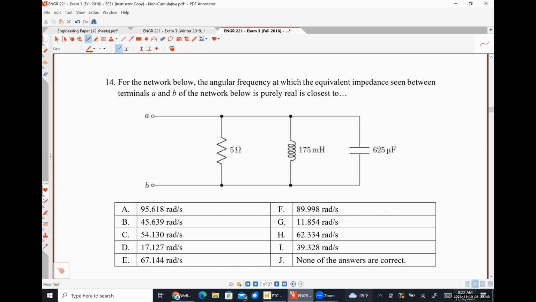Okay. So, think about how to explain this. We want this network to look like a purely real impedance. So effectively what that means is that we need the inductor and the capacitor to look like an open circuit, because if the inductor and the capacitor combined look like an open circuit, all we would see would be the 5-ohm resistance, and we would have a purely real impedance.